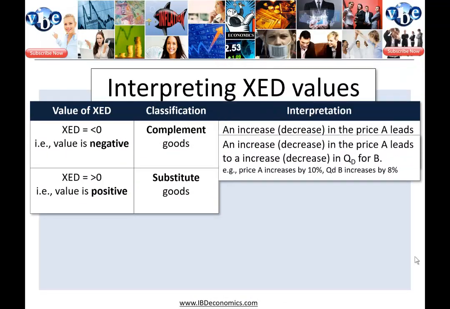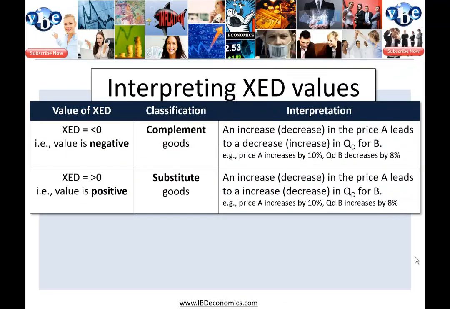Now, if a value is greater than 0, this means it's positive. It's going to tell us that we're looking at two substitute goods. And the interpretation there: an increase in the price of good A leads to an increase in the quantity demanded for good B. So, for example, as price A increases by 10%, quantity demanded for B increases by 8%. Substitutes. Or a decrease in the price of A leads to a decrease in the quantity demanded for good B.